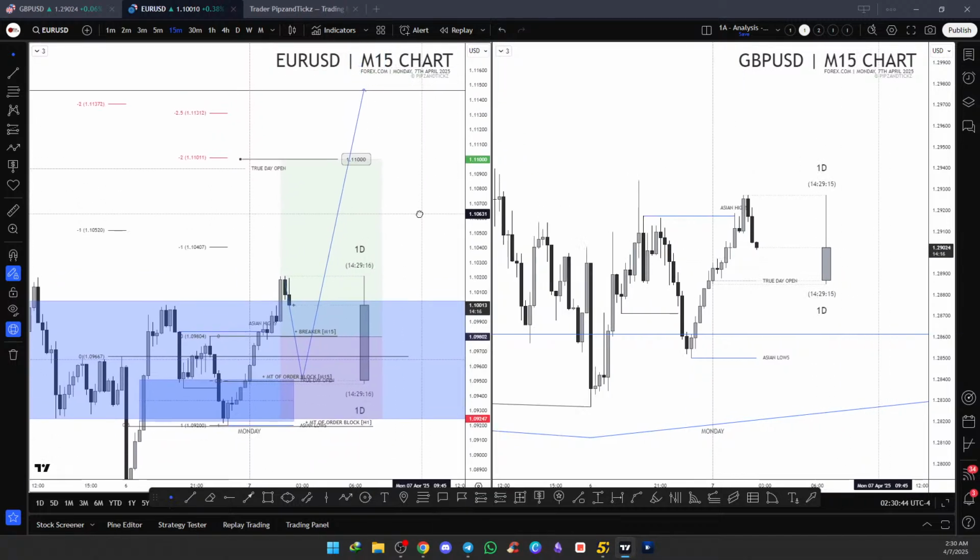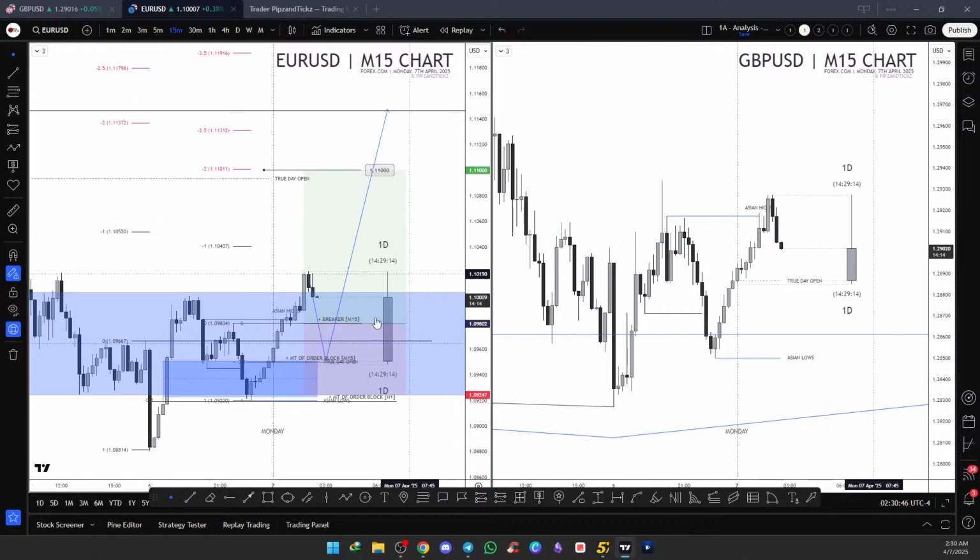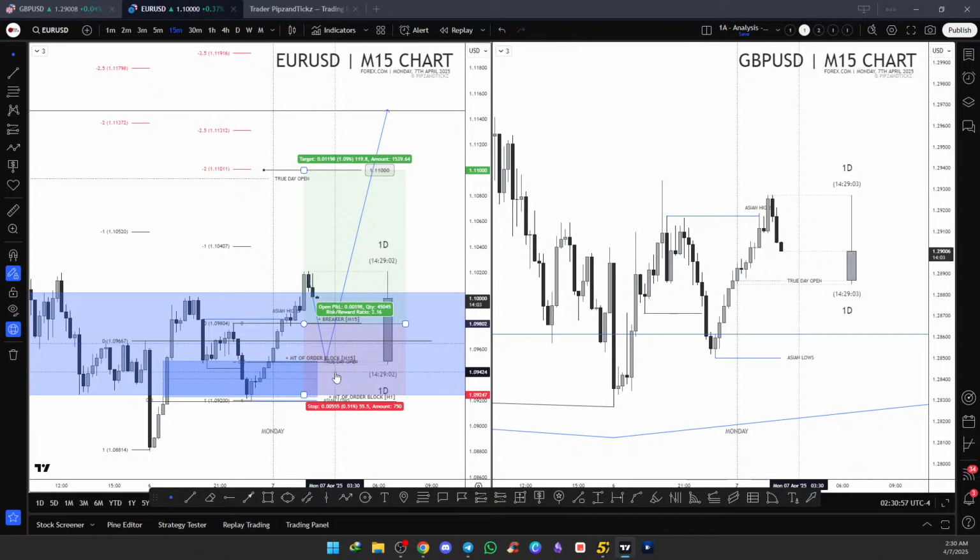So I'll just wait for price to develop. As of now, we will change our bias only if we see a close below this today open here. As long as that does not happen, we will be holding or looking for longs right now.